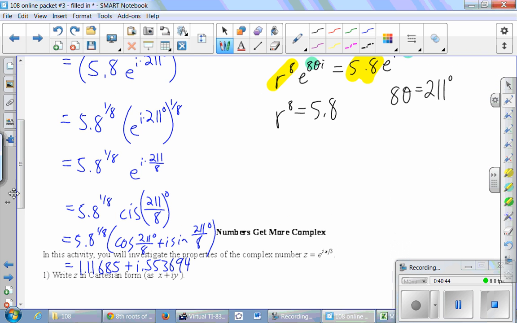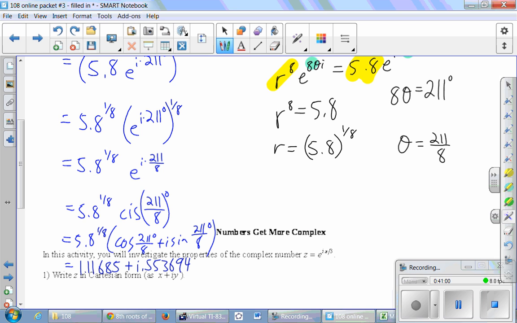Okay, and then we're going to solve these equations. So r is going to be take the eighth root of both sides here, so 5.8 and then the 1/8 power. And then over here we're going to divide by 8, so we get 211 over 8. And gosh, these things look quite familiar to us. 5.8 to the 1/8, that's exactly what we had out here. And then 211 over 8, well, that's exactly the angle that we got. So look, we've got exactly this thing.